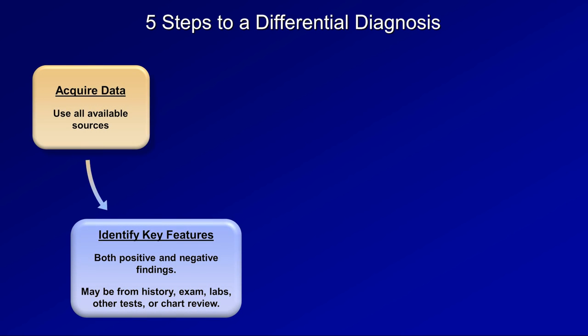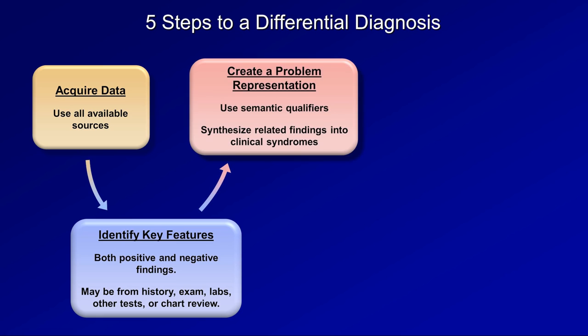Key features include both positive and negative findings. They may be from history, exam, labs, other tests, or chart review. The third step is to create a problem representation. This should use semantic qualifiers and should synthesize related findings into clinical syndromes.